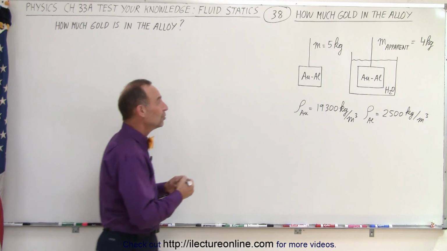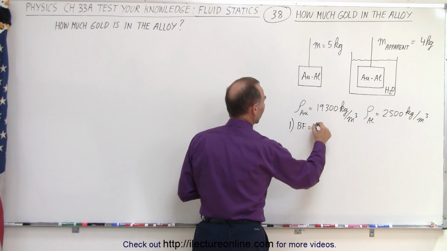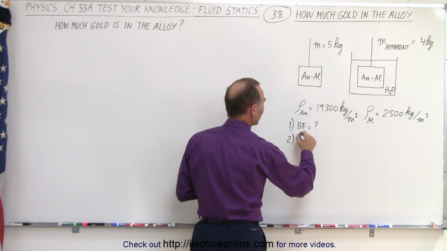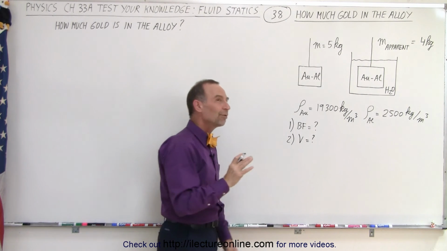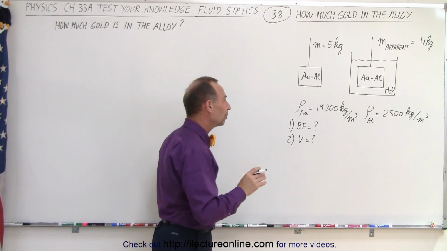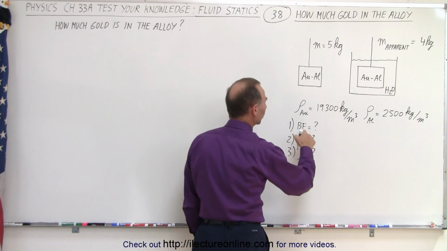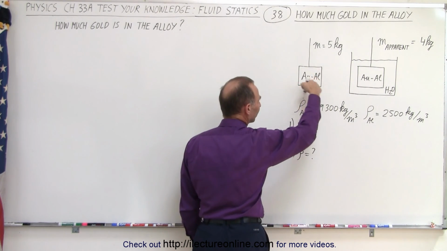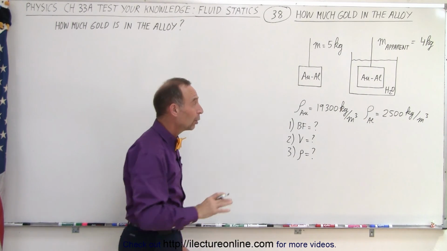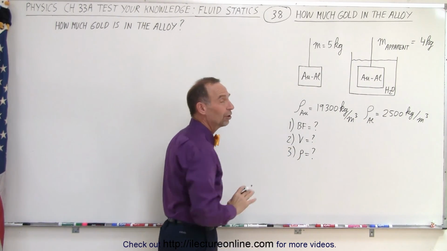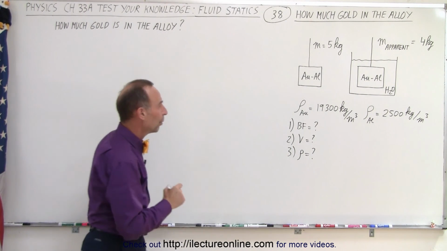Well, the first thing we need to do is find the buoyancy force. After we find the buoyancy force, we need to find the volume. Then after we find the volume, we're supposed to find the density. So we're going to find the buoyancy force, then the volume of the alloy, then the density of the alloy. And once we know that, we should be able to find the fraction of that alloy that is gold. So how do we find the buoyancy force?